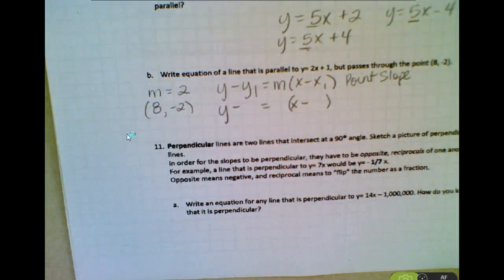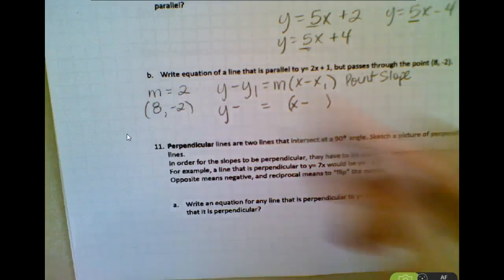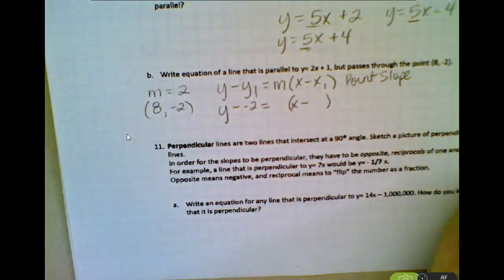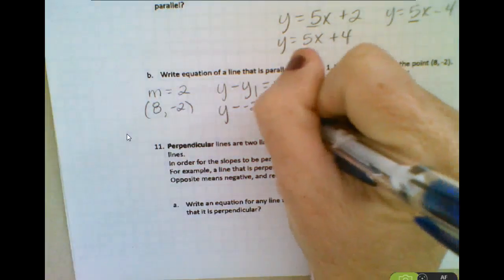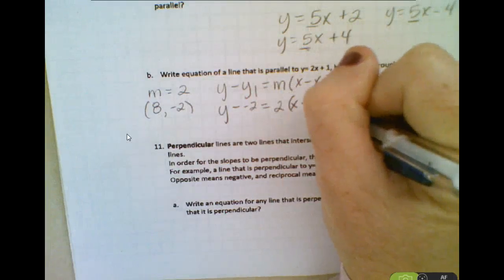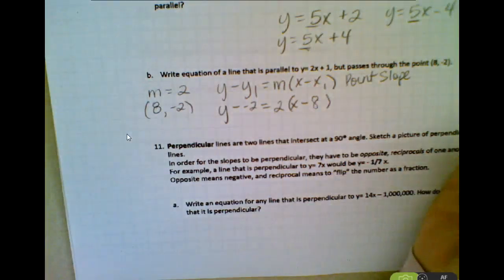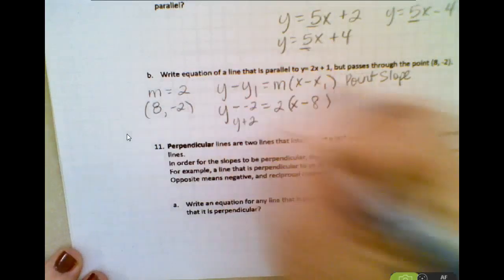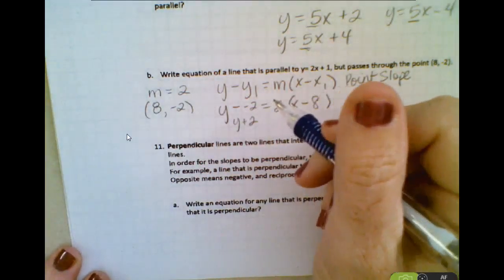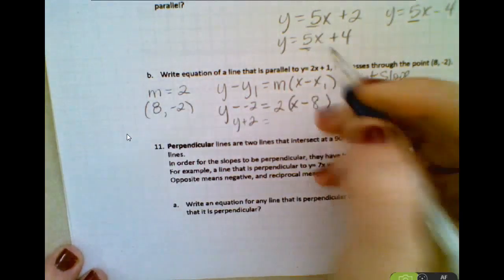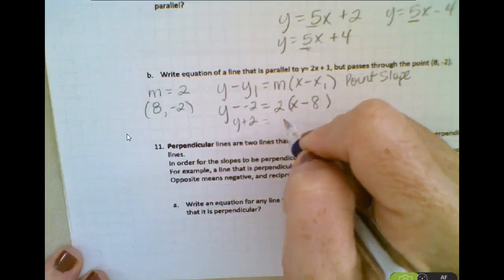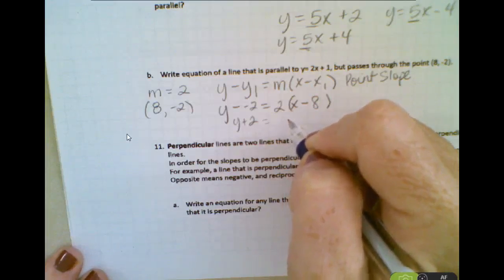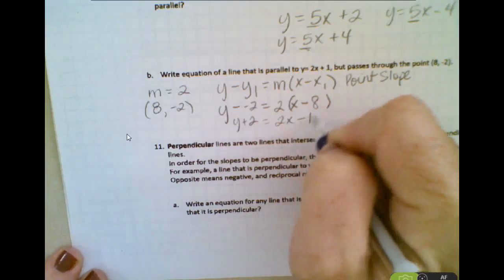Okay? So, Kylie, what is your y value? Negative 2. Okay? What's your m value? 2. And what's your x value? 8. Beautiful. What's our next step that we do? Distribute. Distributive property. Let's change this to y plus 2 because a negative and a negative is a positive. Do distributive property. What do you get? 2x. Should be writing this down. 2x minus 16. Minus 16.